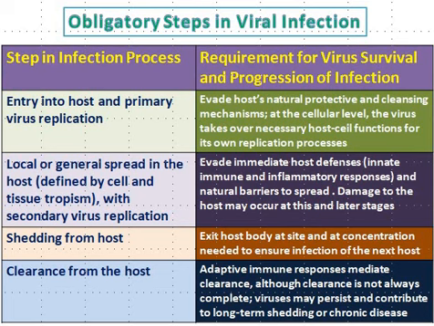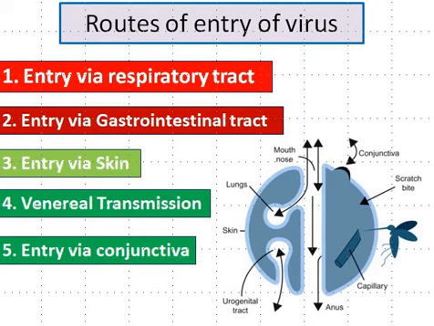By that time the host's immune system will develop certain antibodies, the adaptive immune response will come into play, and it can clear that virus and recovery can take place in that host. Sometimes the virus may remain persistent in that host, it can cause chronic infections, or it may lead to the death of that particular host.